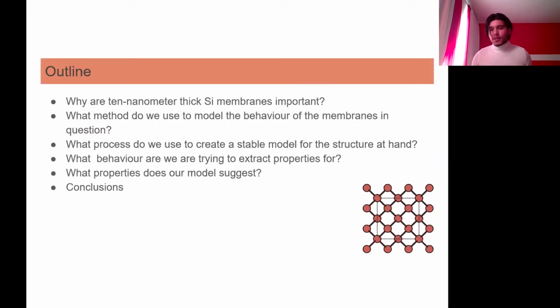So overall in today's presentation, alongside that question, I hope to answer a couple other questions that are related. Why are these 10 nanometer thick silicon membranes important? What method do we use to model the behavior of the membranes in question? What process do we use to create a stable model for the structure at hand? What behaviors are we trying to extract properties for? What properties does our model suggest? And after that, we'll end it and go on with the questions.